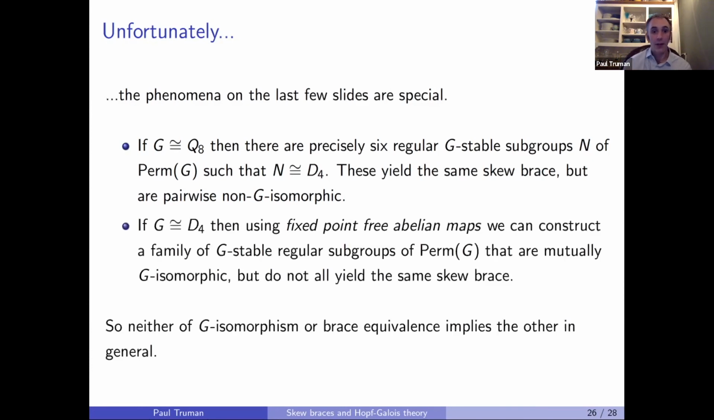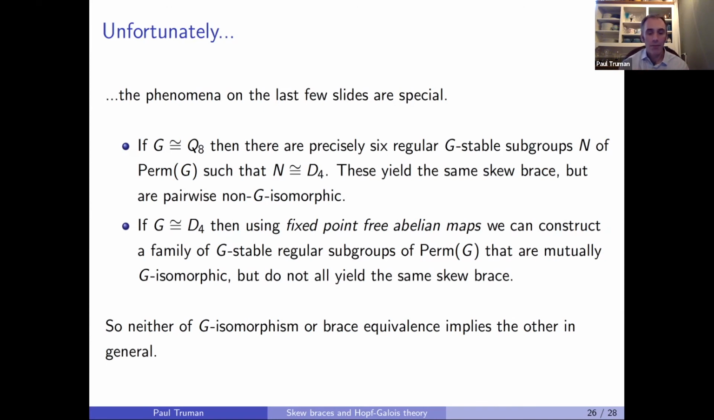And then conversely, if I take G to be D4, then we can construct a large family of G-stable regular subgroups of perm G that are all isomorphic to D4 and are actually all mutually G isomorphic. So they even give the same Hopf algebra, but they don't yield the same skew brace. This idea of fixed point free abelian maps goes back to Childs and has been exploited by Allen and most recently by Lorenzo and Andrea Caranti, and it seems that it goes a long way.